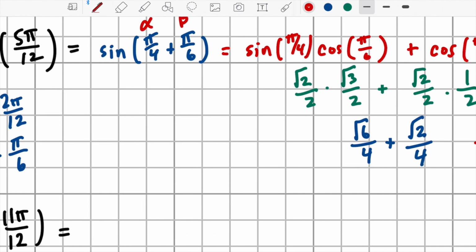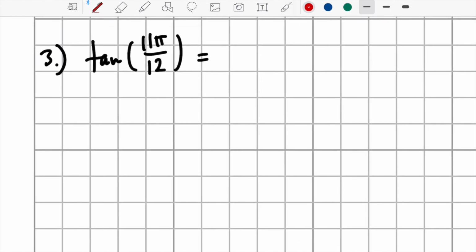So let's do one more. This time we're going to use tangent. And what I want to do is the same thing: split up the 11 pi over 12 as two common angles. So how about we write it as 8 pi over 12 plus 3 pi over 12. If I reduce that, we get 2 pi over 3 plus pi over 4.